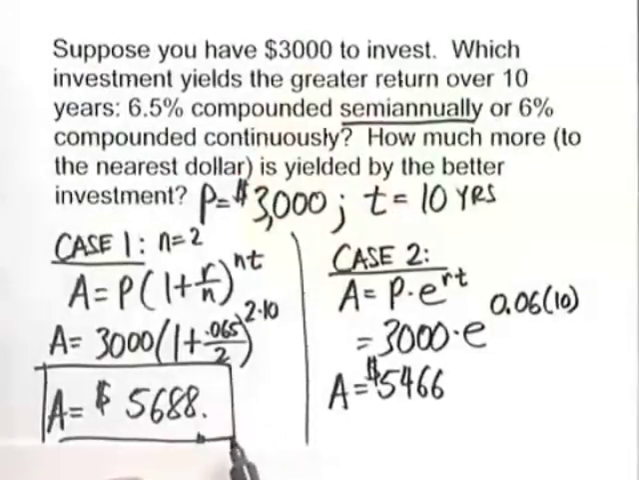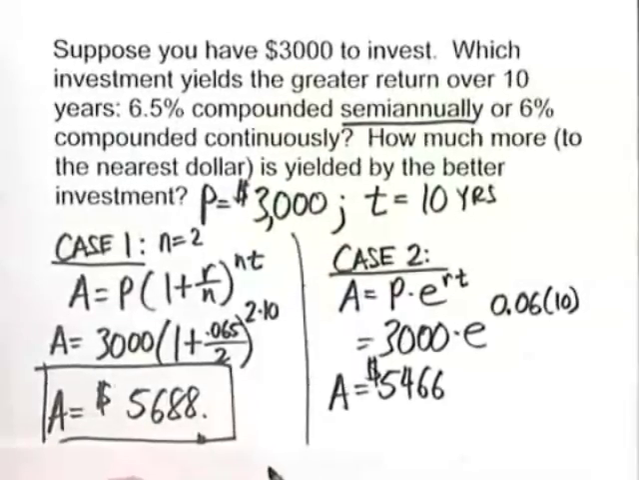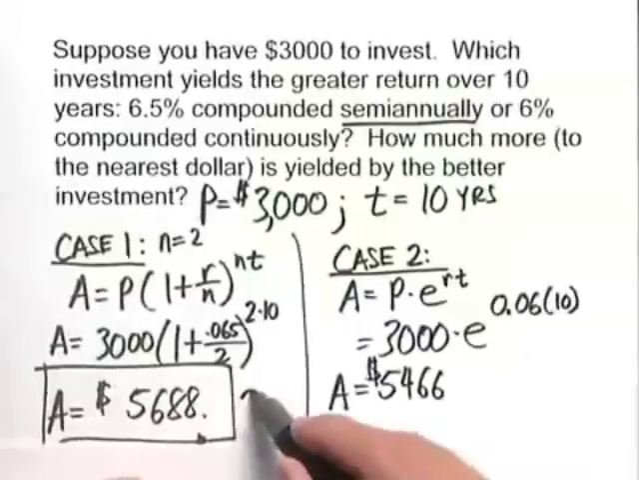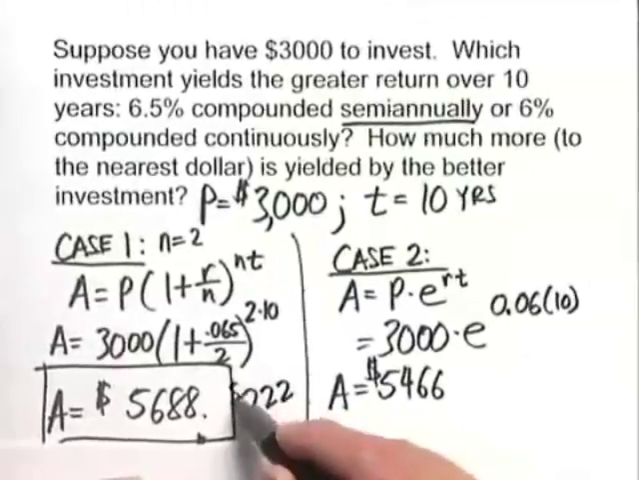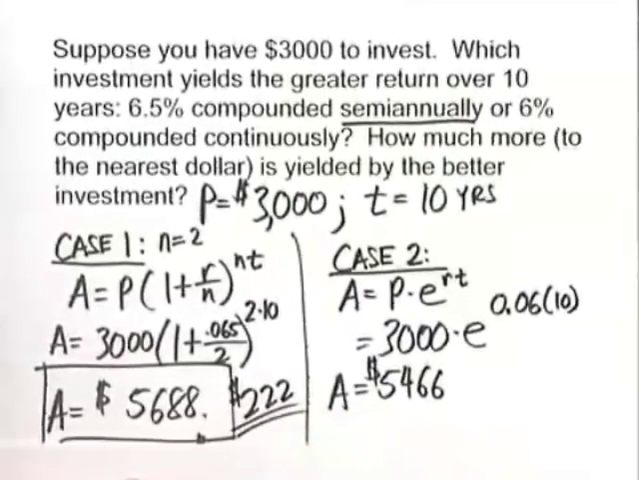Now that we've found that case 1 is the better investment, let's look at the difference. We're going to subtract $5,466 from our $5,688, and from that we'll come up with a difference of $222. That's how much more money you will make from case 1 versus case 2.